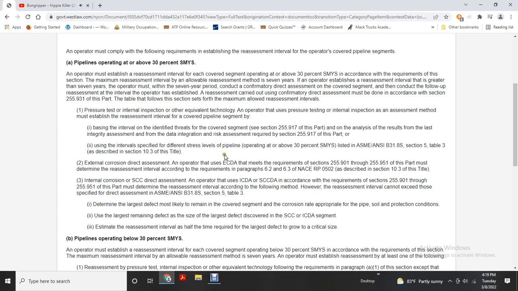External corrosion direct assessment. External corrosion direct assessment meets the requirements of Sections 901 through 951 of this part. Confirm the reassessment interval in accordance with the requirements of sections 6.2 and 6.3 of NACE RP0502.